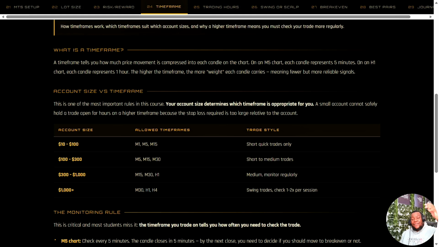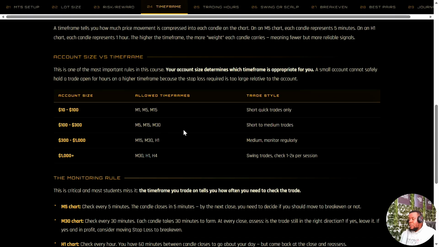The higher the account, the higher you can go. If you're swinging a trade based on direction, you can do that, but the stop loss is going to be managed on the smaller time frame. So these are the basics as far as time frame goes.